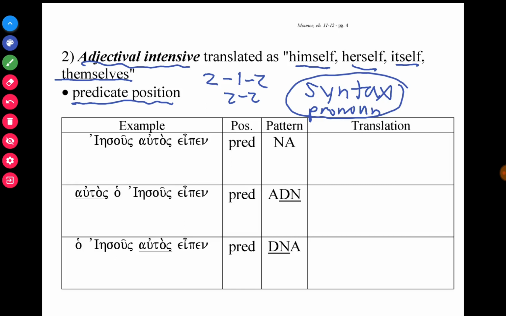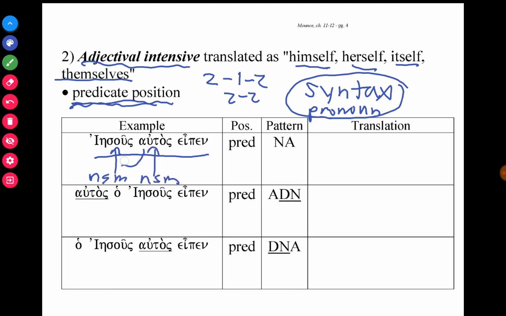And for the adjectival intensive, when the pronoun occupies what we call the predicate position, it will be translated not as he, she, it, or any of the forms of the pronoun, but as himself, herself, itself, themselves, where the use of himself, etc., is to emphasize the agency of whoever is doing the action. So here's an example, Iesous autos eipen, where there is no article, and we have two things in the nominative. We have Jesus, and then we have autos, and both are nominative singular masculine.